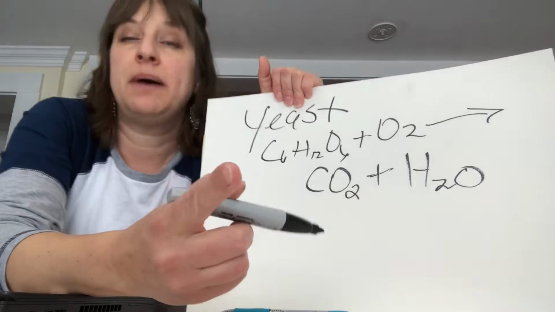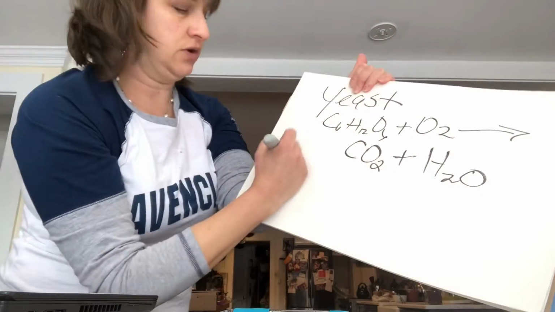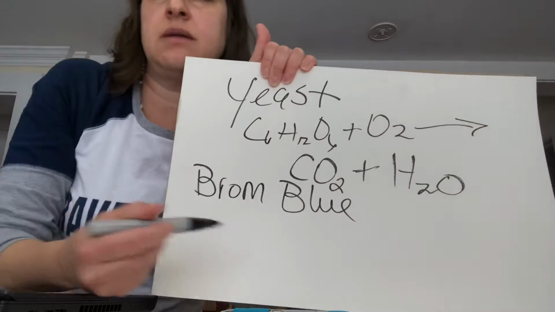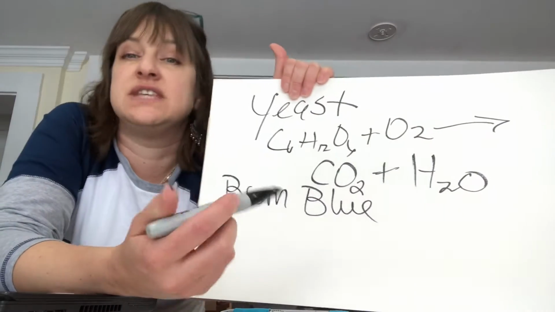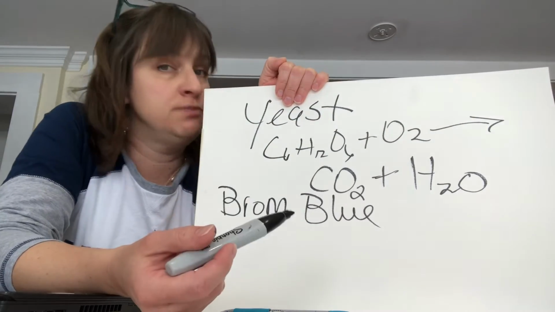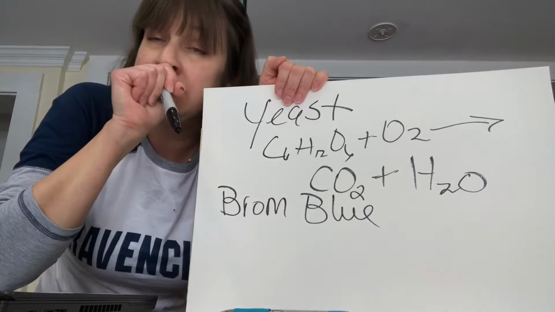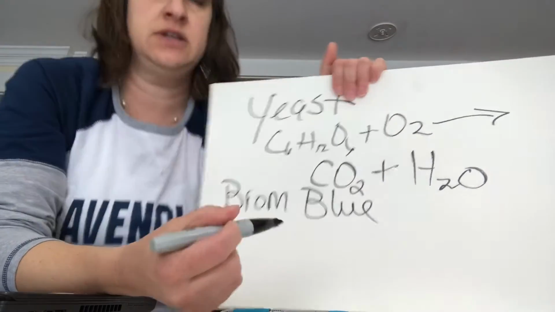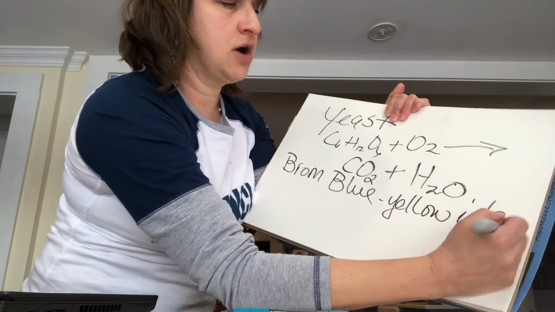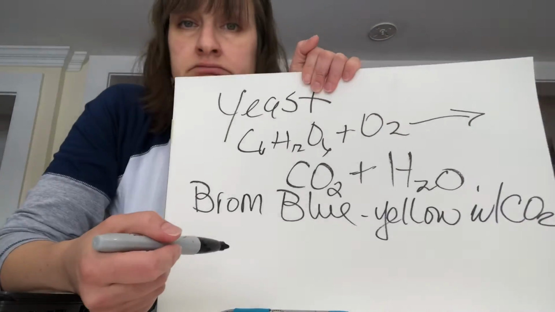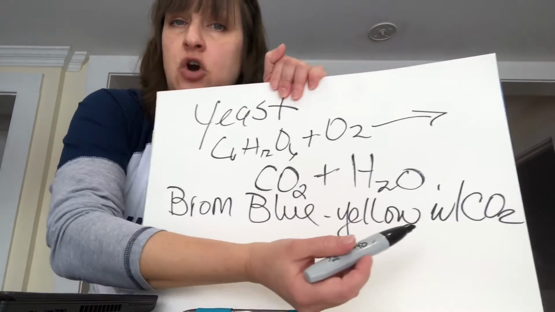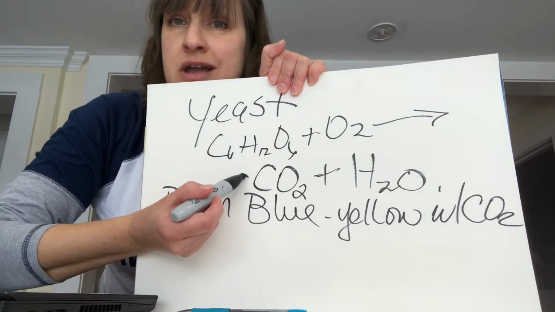So we got to know about two other things. One of them is called bromothymol blue. I'm just going to shorten it to brom blue. Now, you've seen this stuff before in the exercise lab. That was the stuff that we mixed in the water. It was blue, but then we exercised and we blew into it. It turned yellow. So brom blue is yellow when there is carbon dioxide. This is an important thing to know. It turns yellow in the presence of carbon dioxide, our product.